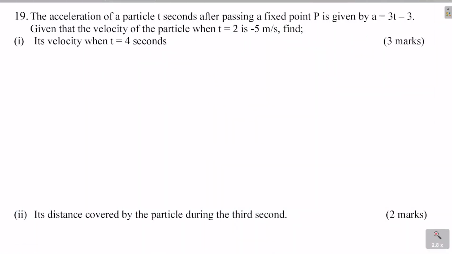The acceleration of a particle t seconds after passing a fixed point P is given by a = 3t - 3, given that the velocity of the particle when t = 2 is -5 meters per second. Find 1. Its velocity when t = 4 seconds.